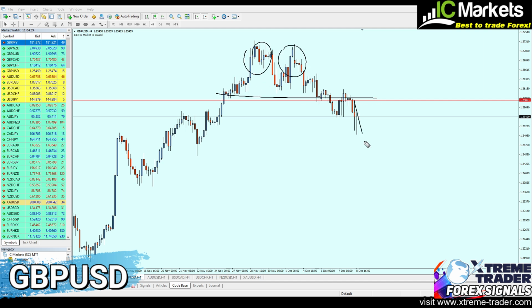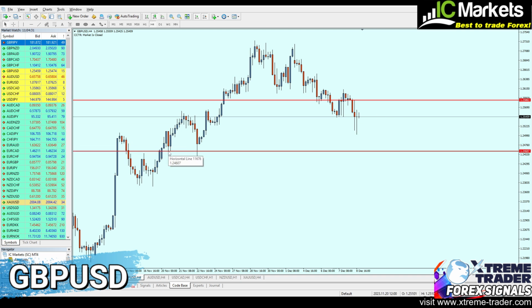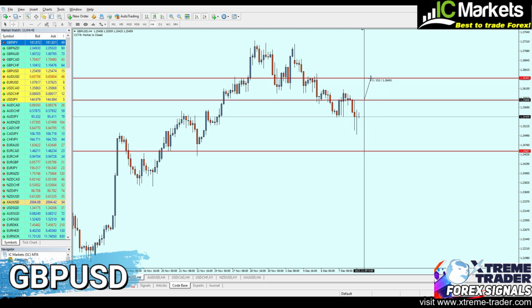indicating a continuation in the fall, and most likely the pair will continue the fall at least to reach this level of a previous support at 1.24607, aiming at least around 124 pips, and the safe zone that shouldn't be ranging higher than the previous level of a key resistance right here at 1.26403, ranging for about 53 pips.